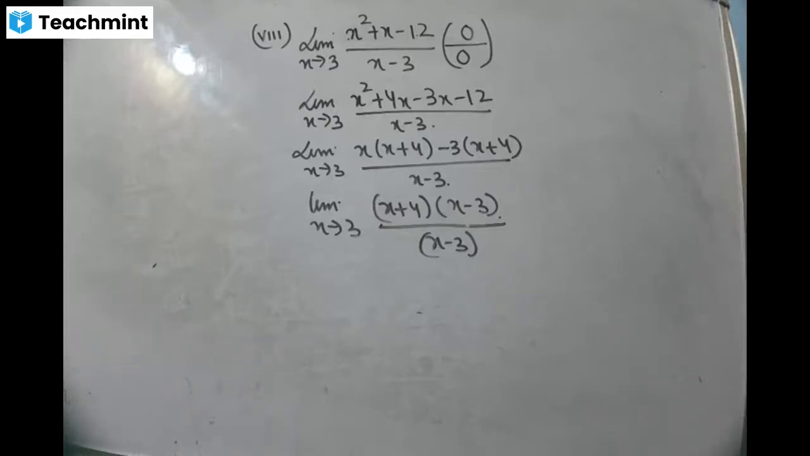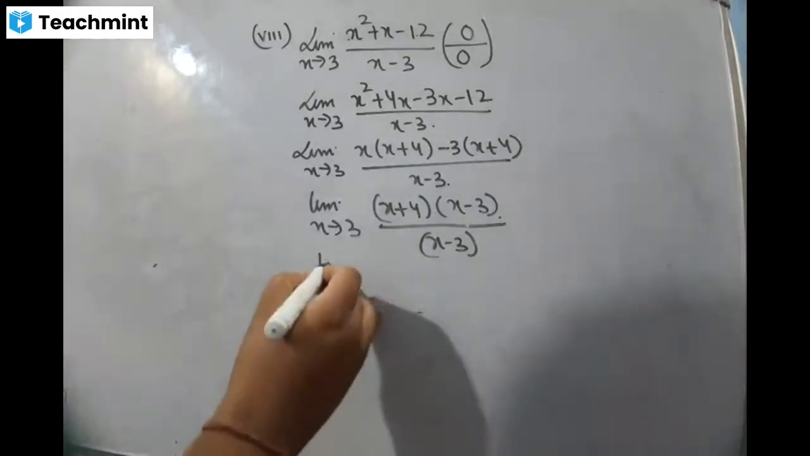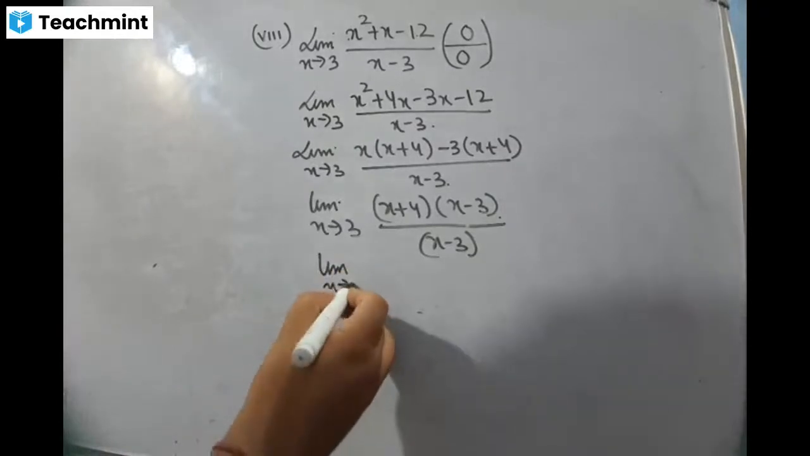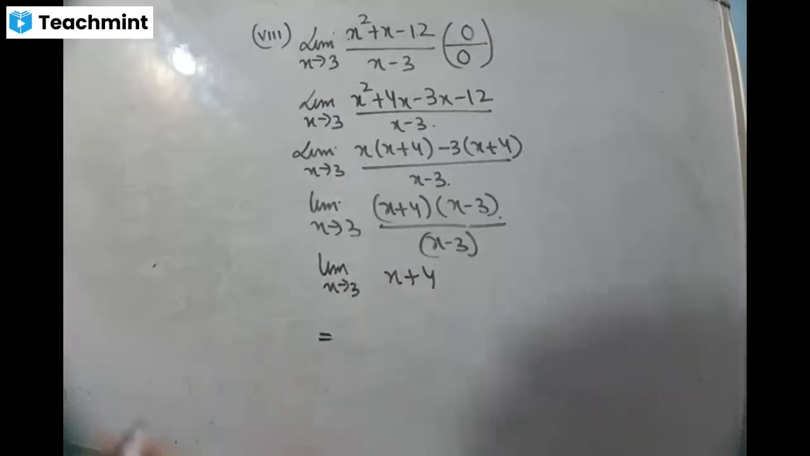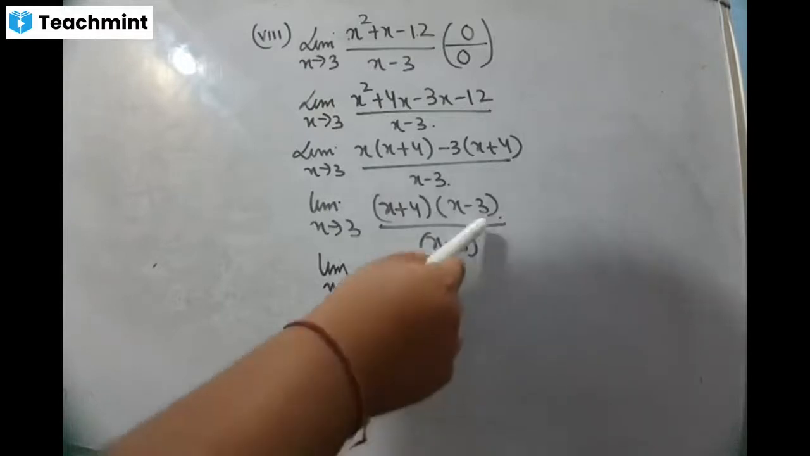So how do you factorize a quadratic equation? You simply have to use middle term. Okay, so when I use middle term, the factors you got is x plus 4 and x minus 3. So you can clearly see that x minus 3 and x minus 3 gets cancelled. So when x minus 3 and x minus 3 gets cancelled, you are left with limit x tends to 3, x plus 4. Now when you put the value of x, you are not going to get the denominator to be 0, because the part which was making it 0 already got cancelled.